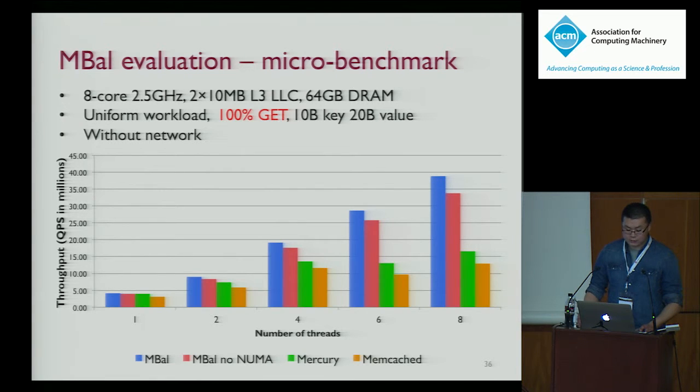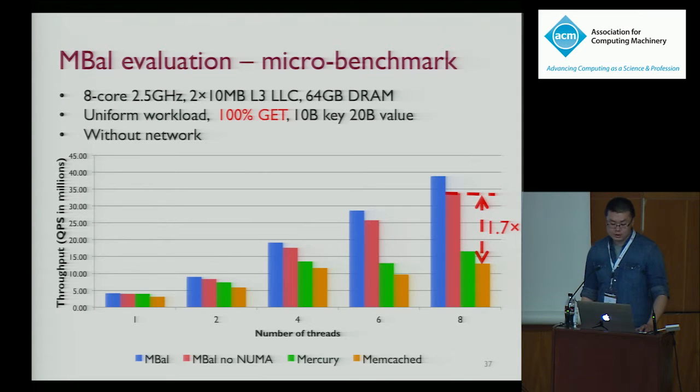The y-axis of this figure is the throughput in terms of millions QPS, and the x-axis is the number of threads involved in each test. As we can see, MBal with no NUMA awareness can achieve 1.7 times more QPS than Memcached. And NUMA-aware MBal even further improves the performance by 15%.